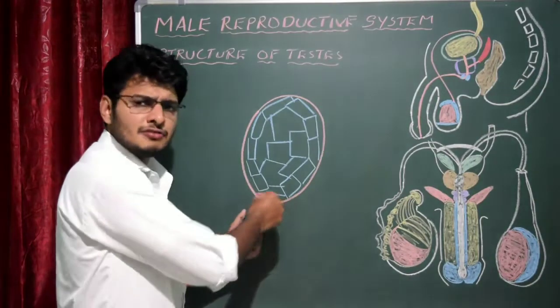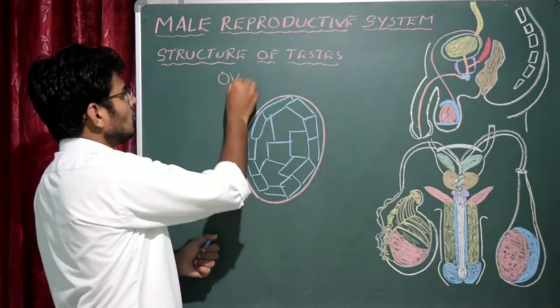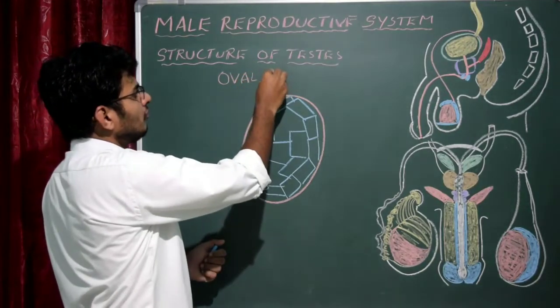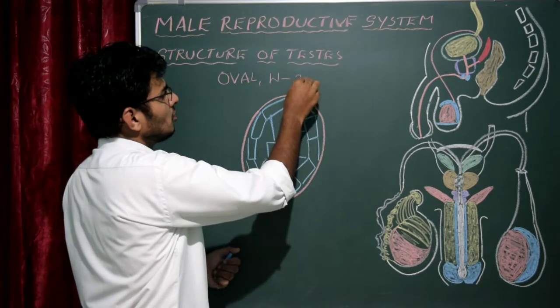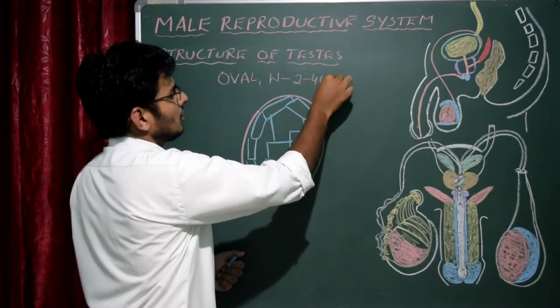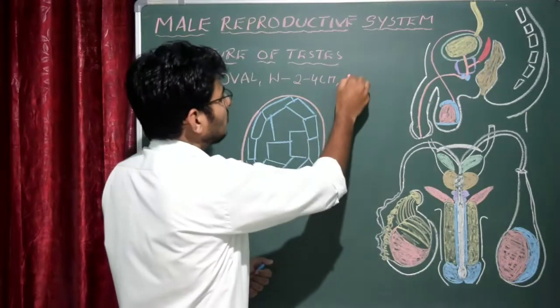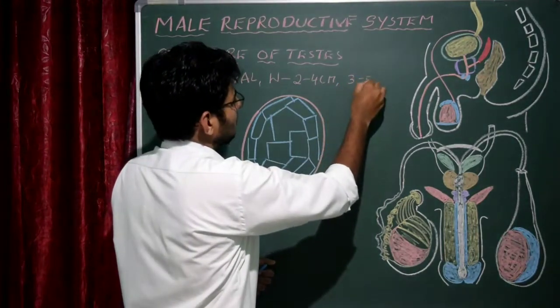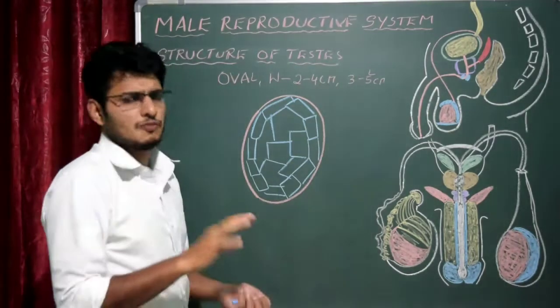Let's see the size of the testis. Normally, the shape will be oval. I'll write here, it is oval shaped. And if I talk about the width, the width will be around 2 to 4 centimeter, and the length normally about 3 to 5 centimeter. Not required, just for your understanding.